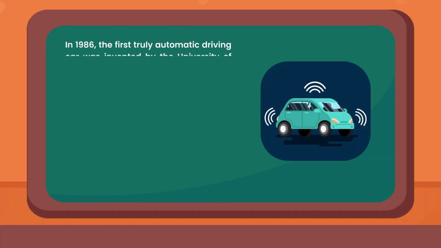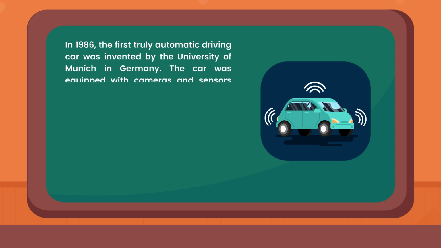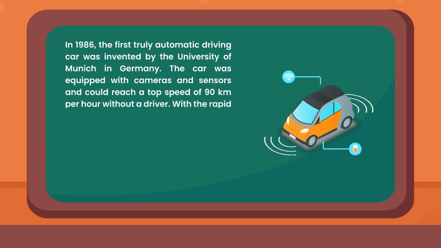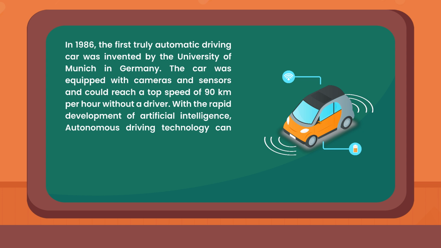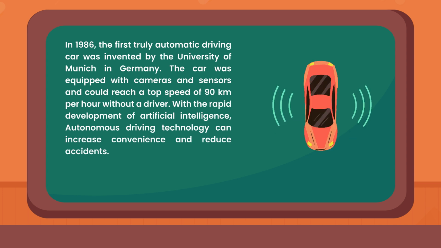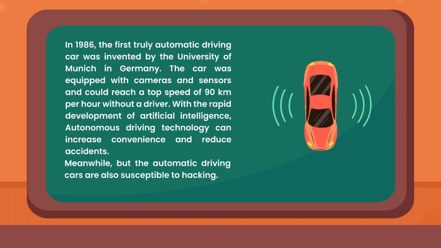In 1986, the first truly automatic driving car was invented by the University of Munich in Germany. The car was equipped with cameras and sensors and could reach a top speed of 90 kilometers per hour without a driver. With the rapid development of artificial intelligence, autonomous driving technology can increase convenience and reduce accidents. Meanwhile, automatic driving cars are also susceptible to hacking.